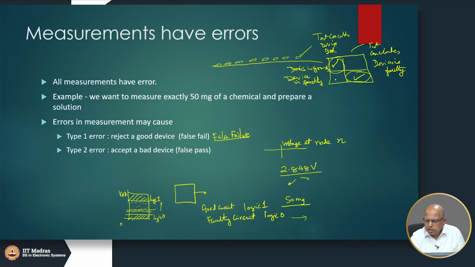So, this is what is a type 1 error. That means the device is good, but the test concluded that it is a faulty device. So, this is a false negative. Whereas here, I am sorry, this is a false positive. Whereas here it is a false negative. That means the device is actually faulty, but your test is accepting that device. So, this is a type 2 error.